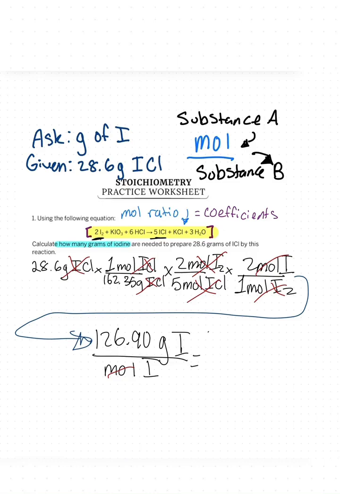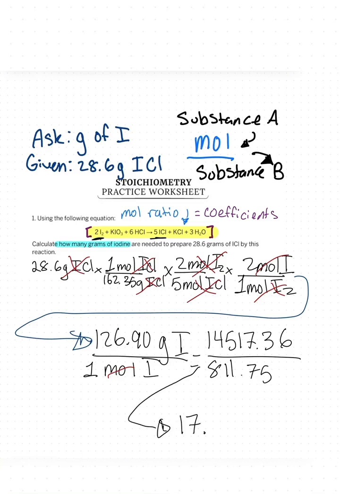So for my numerator, I got a really big number. I'm just going to write it down. It's going to be 811.75. And now I can divide these two directly. And my answer when I divide these two things is 17.88. But we want to do sig figs, so that's going to be 17.9 grams of iodine. How did I get grams of iodine?